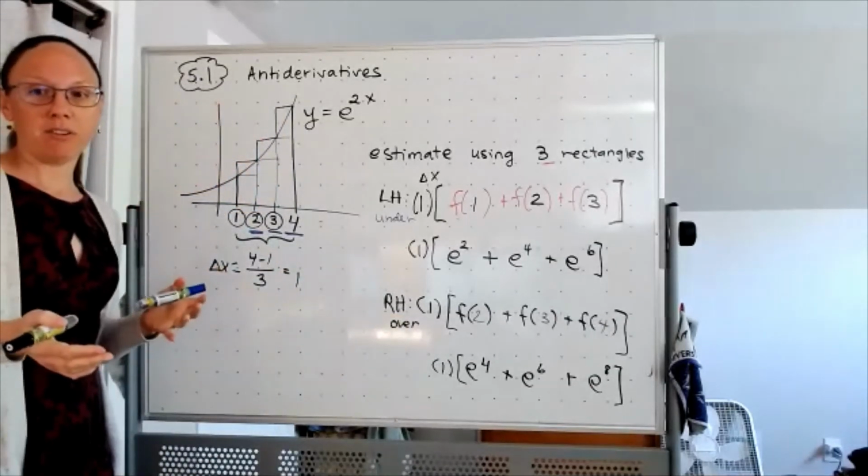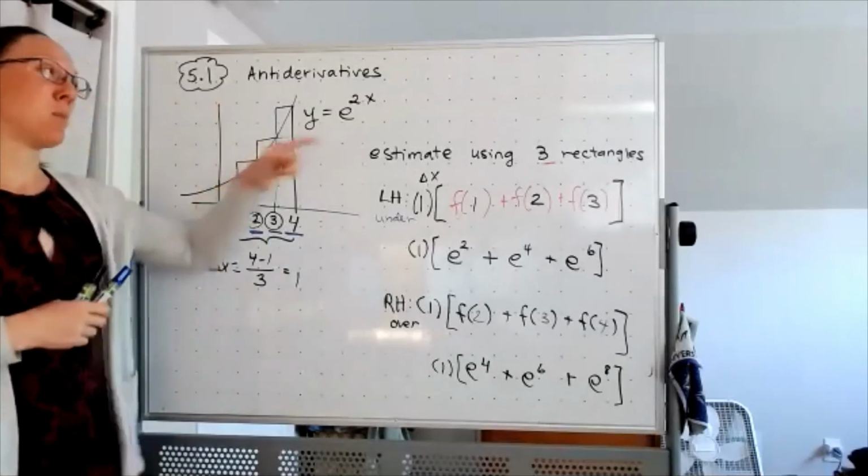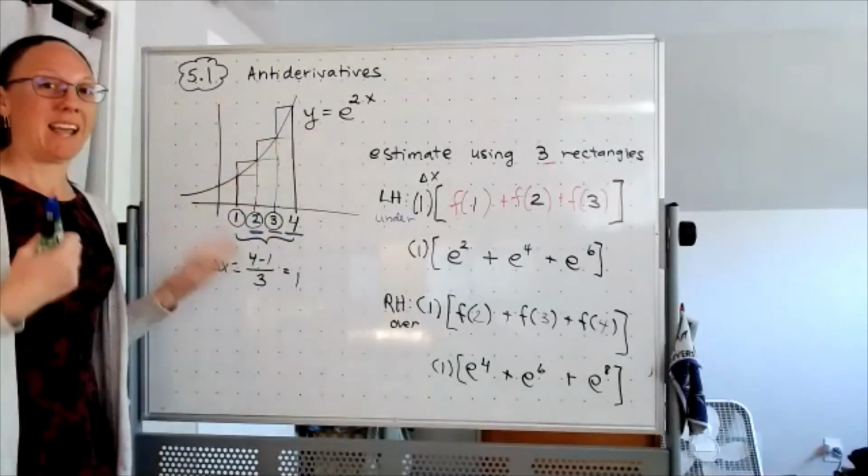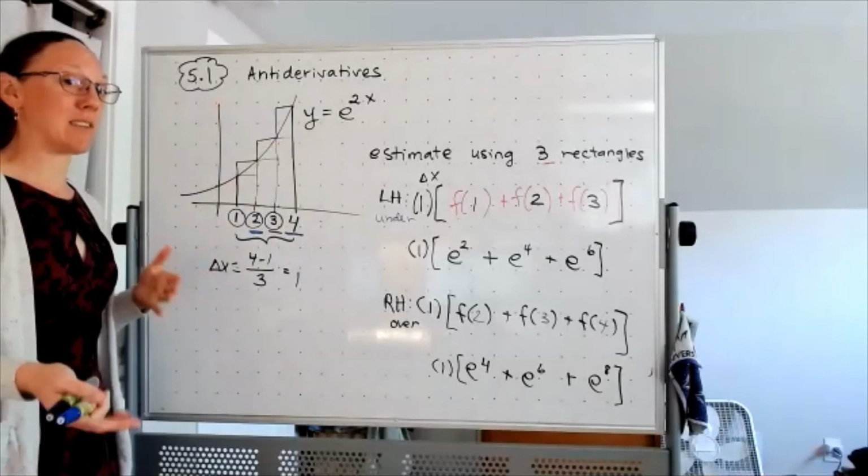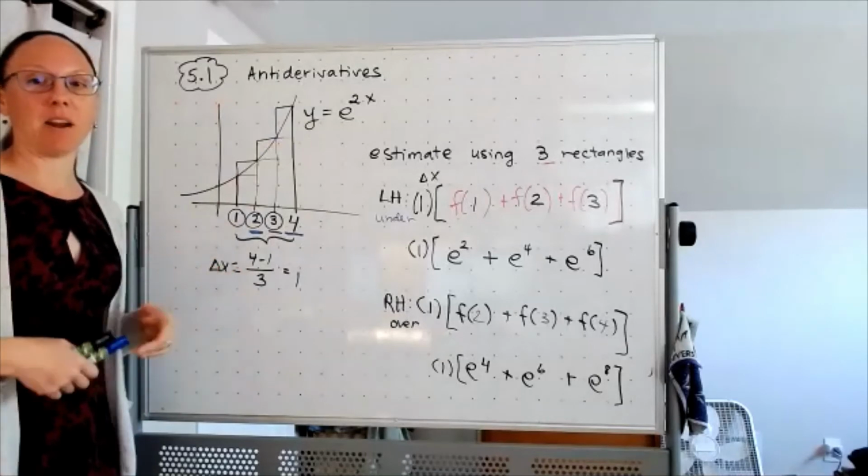But what if I didn't give us a specific number of rectangles and I actually wanted to express the area as the limit of a Riemann sum?